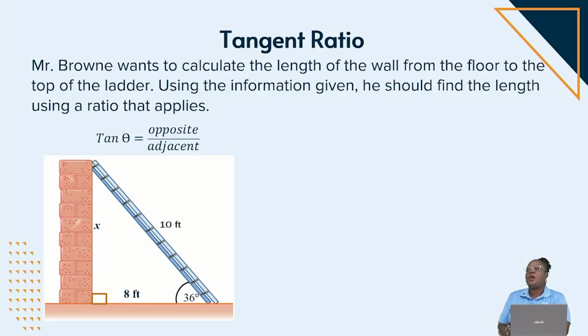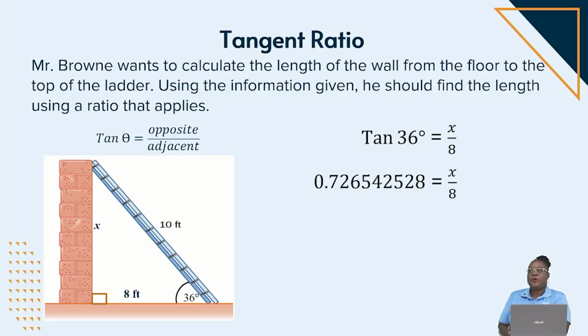Let us now substitute into our formula. Tangent of 36 degrees is equal to x divided by 8. The tangent of 36 degrees is 0.7265425, on your calculator. This is an approximation, but these are the numbers you will see, and that will be equal to x divided by 8. Remember, we would like to make x the subject of our equation. So therefore, using the balancing method, we will multiply both sides by 8.